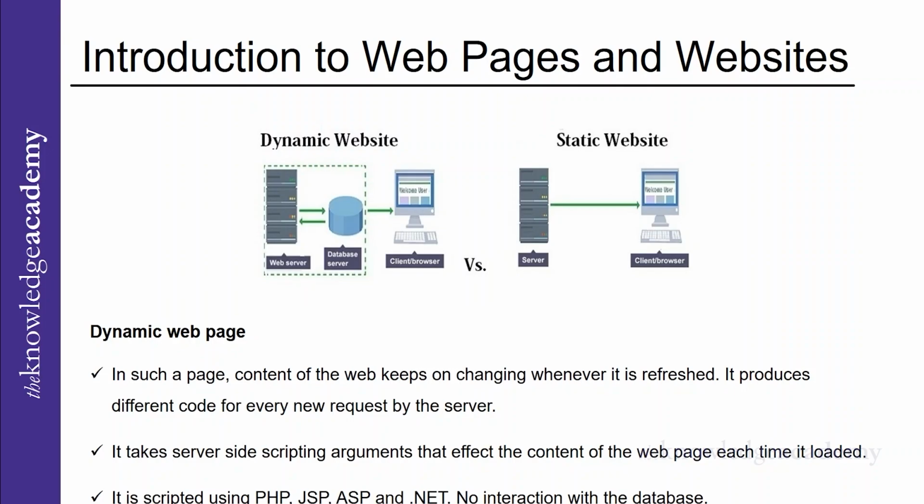So it takes server-side scripting arguments that affect the content of the web page each time it's loaded. The server is made up in such a way that it would take into consideration the user's data and would give the user a different kind of web page every time they ask for it. We make use of technologies like PHP, .NET, or ASP for this. There is an interaction with a database as seen in this picture here. Dynamic websites require a database server, unlike static websites.